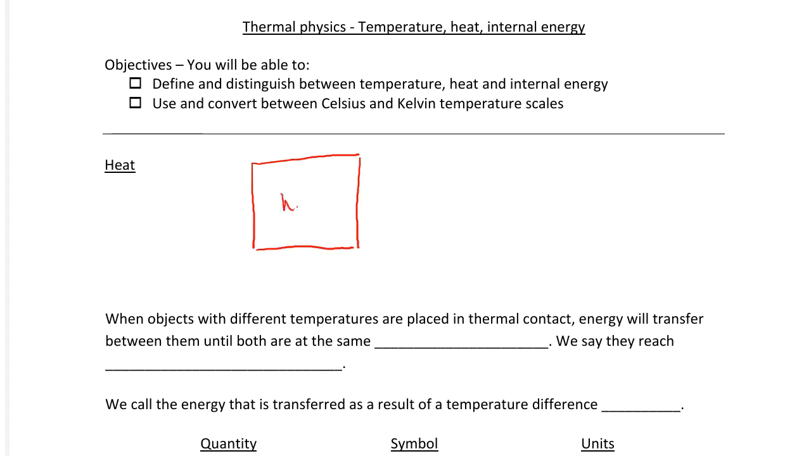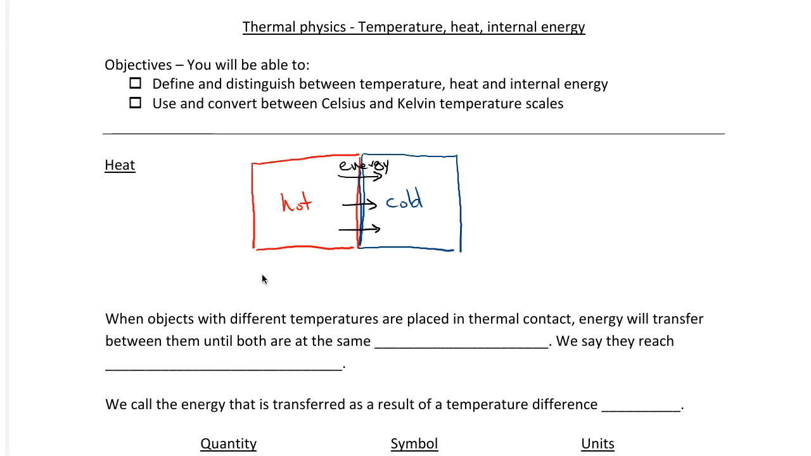One object is hot, and the other object is cold. And we know from experience that the cold object will start to warm up, and that's because energy is being transferred from the hot object to the cold object, and it will only ever be transferred in that direction.